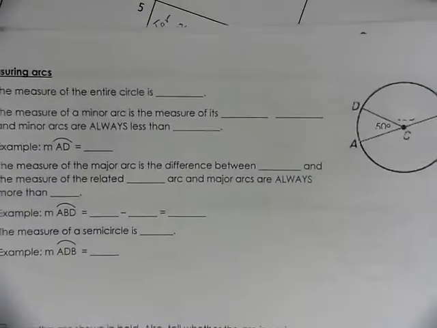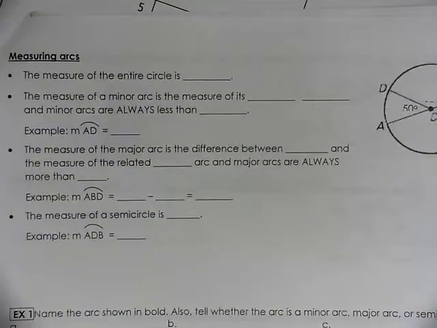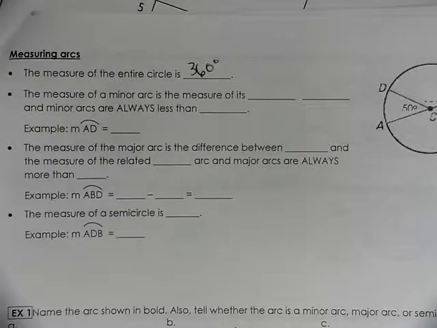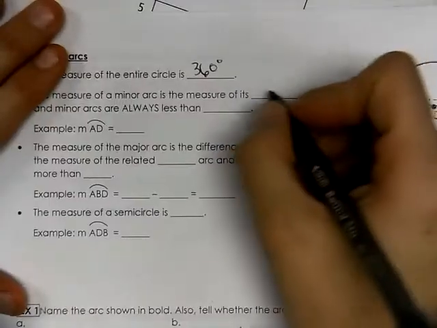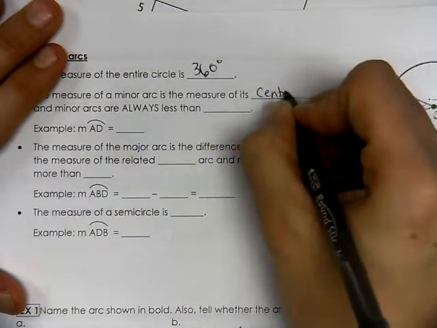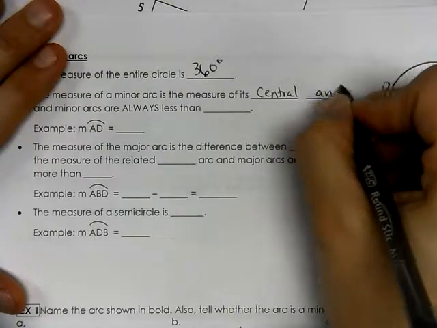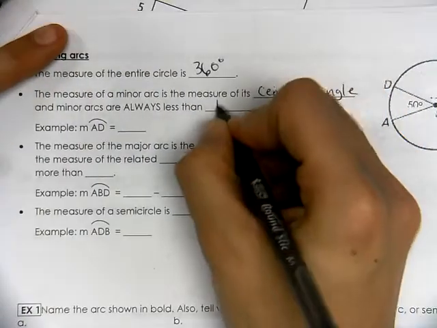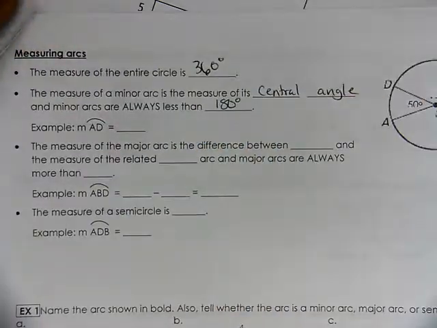So when you're measuring arcs, the first thing you need to know is how many degrees do you think a whole circle is? 360 degrees. A whole circle is 360 degrees. So the measure of a minor arc is always the measure of its central angle. And minor arcs are always less than 180 degrees.